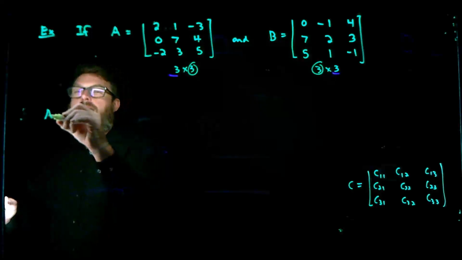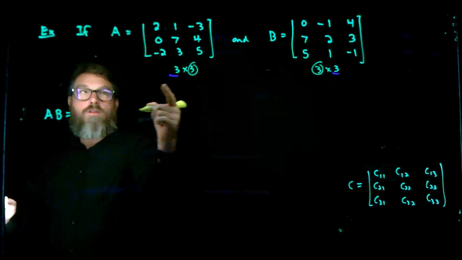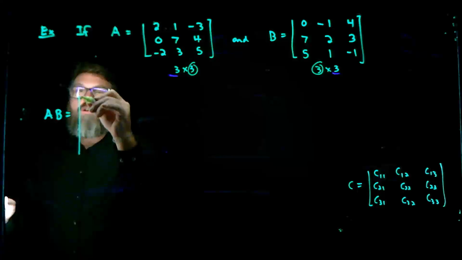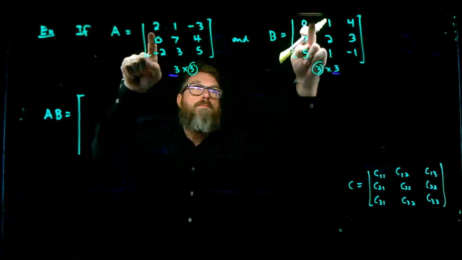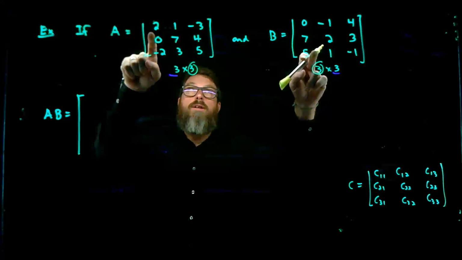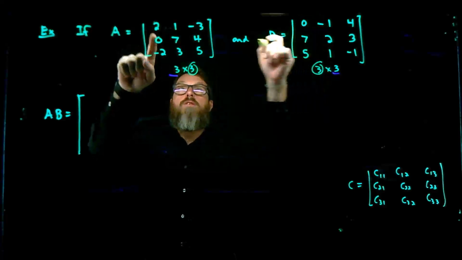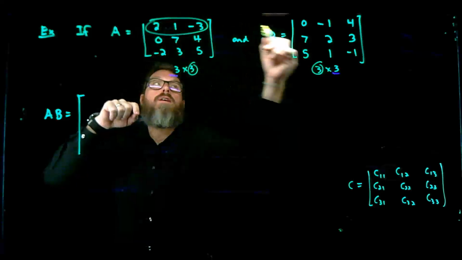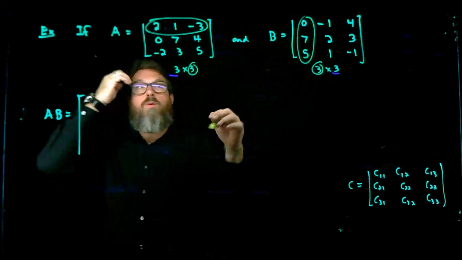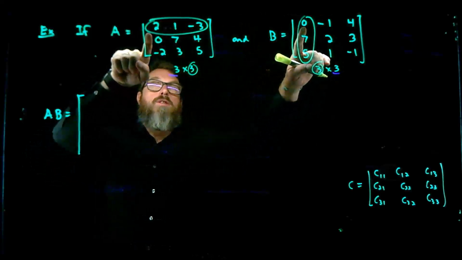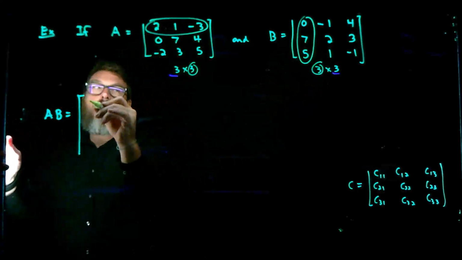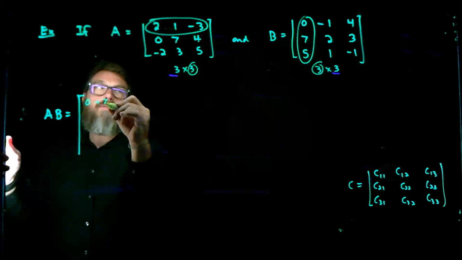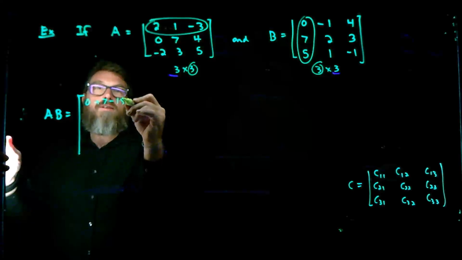So A times B is, again, we said, the blue 3 by 3. So the very first entry, C11, is going to be row 1 times column 1. So 2 times 0. So remember, row 1, column 1. So 2 times 0 is 0, plus 7, so 0 plus 7 minus 15.